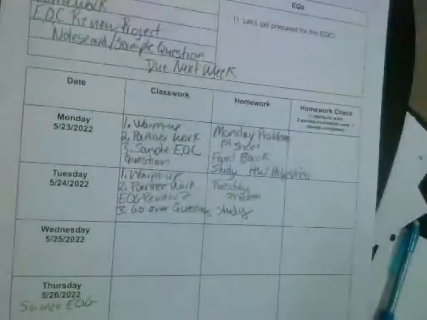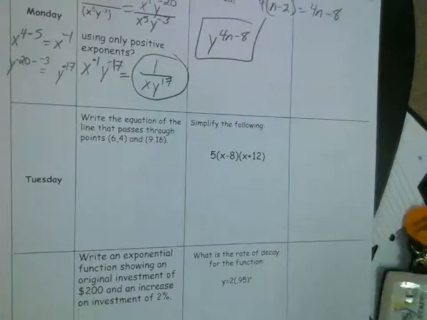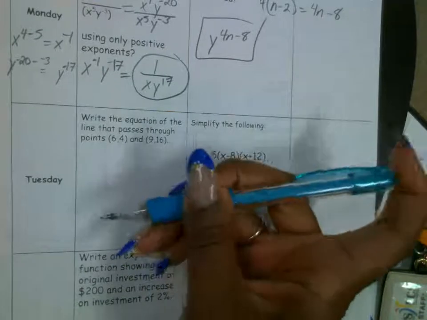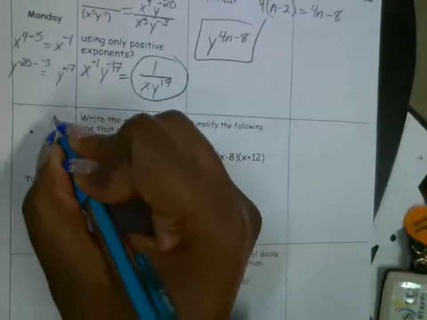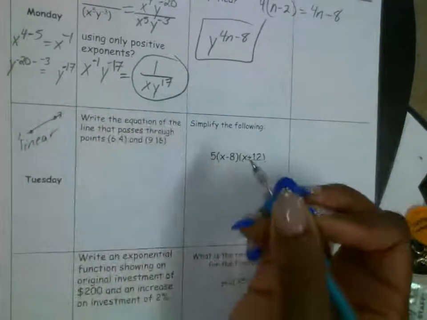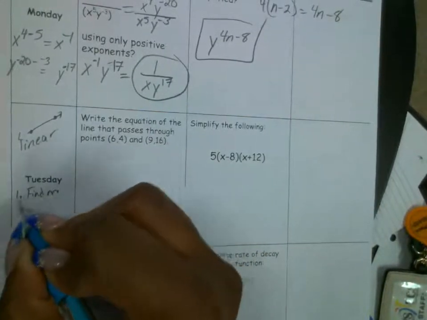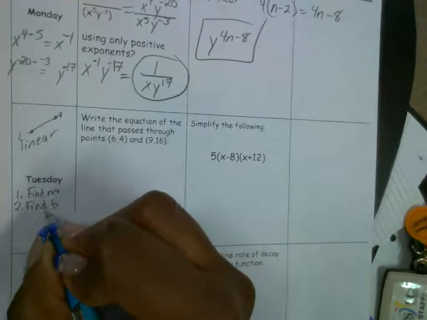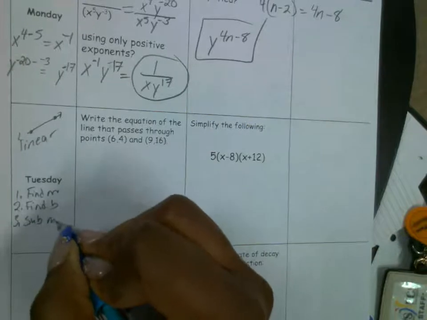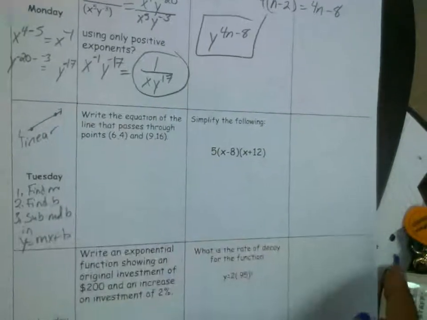All right, let's work on our warm-up. You're writing an equation of the line that passes through the 2 points. It says write an equation of the line. Anytime you have 2 points, no matter where the 2 points are on the coordinate plane, it forms a straight line, so it's always going to be linear. When you're writing a linear equation, the very first step is to find m. The second step is to find b. And the third step is to substitute m and b into your slope-intercept form, which is y = mx + b. Those are your 3 steps.